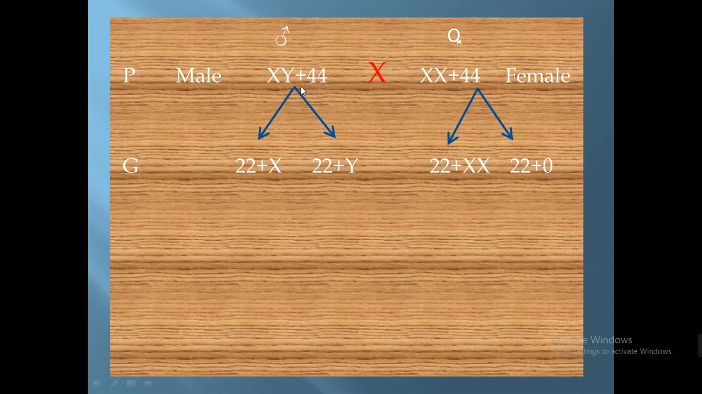Here, let's start with the male. 44 will divide into two gametes, 22 and 22, while the XY will separate or segregate between the two types of sperms, X and Y. This is normal till now.